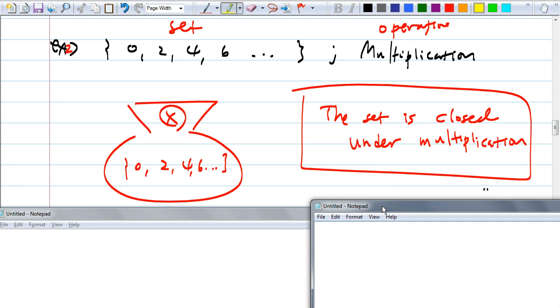How many people thought that the set is closed under multiplication? Very good. Can somebody think of a time where when you multiply these two numbers, you would not get what's in the set? Is there any case like that? Because if there is, the set is not closed. Yeah, what do you think, sir?